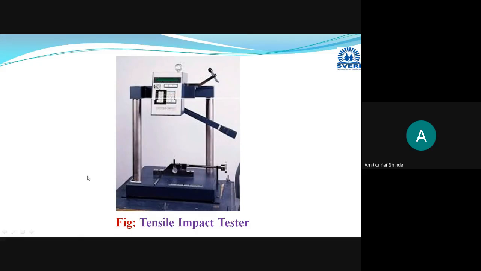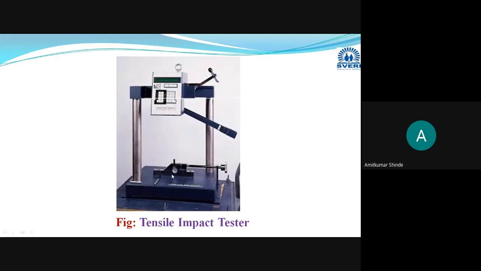Then after specimen preparation, you have to fix that specimen in such a way that it forms a cantilever beam. You have to place it horizontally. In the case of tensile impact energy testing, it should be placed horizontally, forming a cantilever beam.